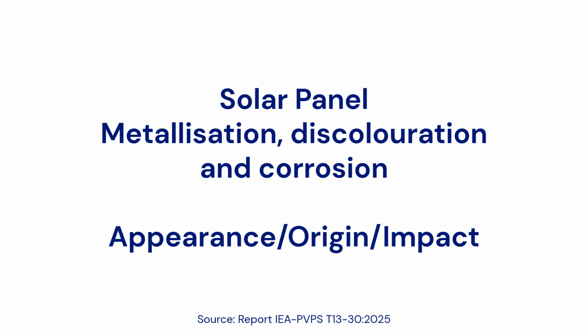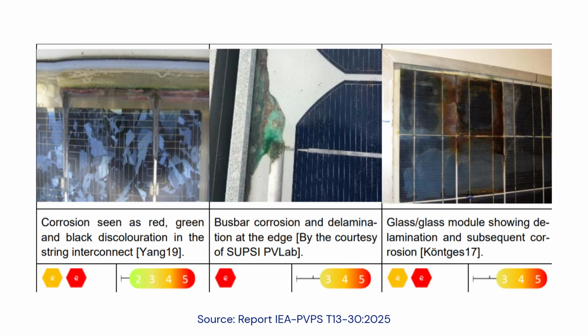Solar panel metallization, discoloration and corrosion. The discoloration and corrosion of the cell metallization and the interconnections is getting visible as a light yellow to dark brown to black discoloration of the electrical parts.